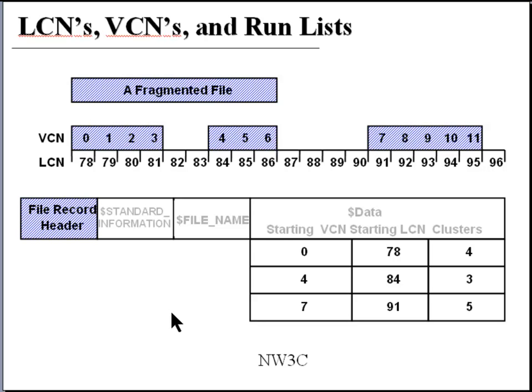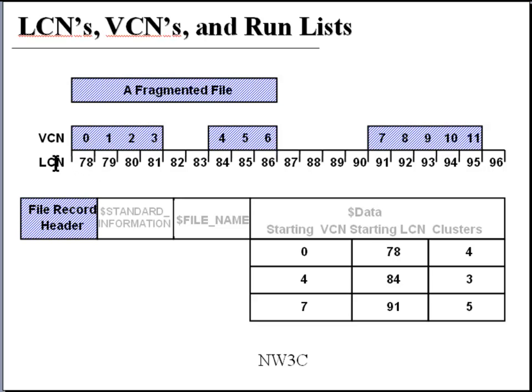And this is essentially what we saw before, except in an abstract format. This is looking at the logical cluster numbers, the virtual cluster numbers, and the run lists. And so if we have a fragmented file right here, notice that it's fragmented, so it's in 3 pieces right here. The virtual cluster numbers of the file start with 0, 1, 2, 3, 4, 5, 6, up to 11.